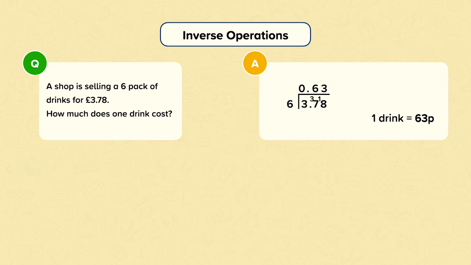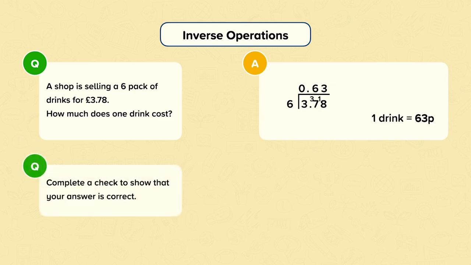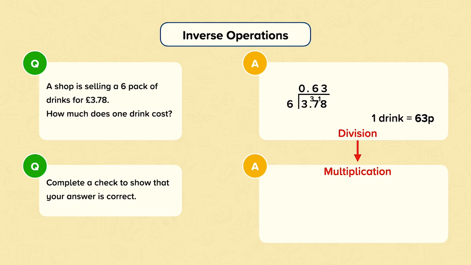You could then get asked to check your answer. You can do this by using an inverse operation. To answer the question, you used division, and the opposite or inverse of division is multiplication. So we need to perform a multiplication to get back to the original value in the question. If 1 drink costs 63 pence, what will 6 cost?